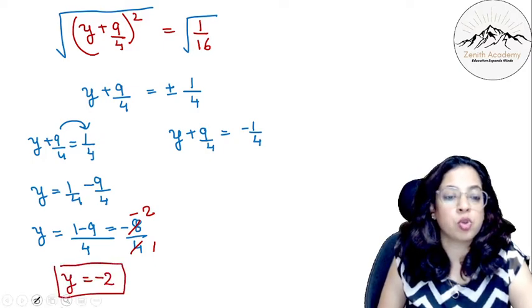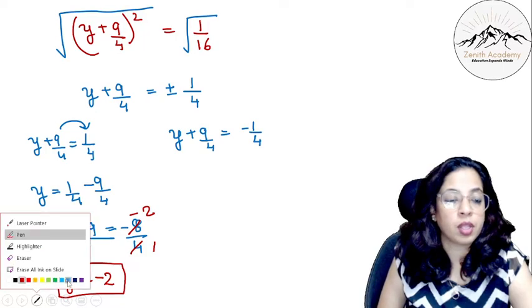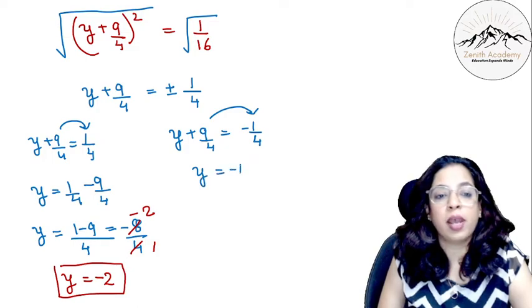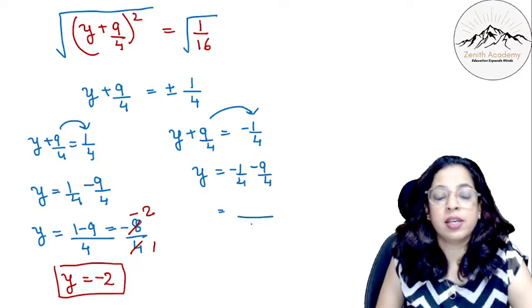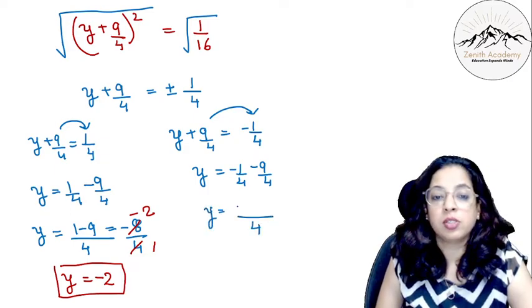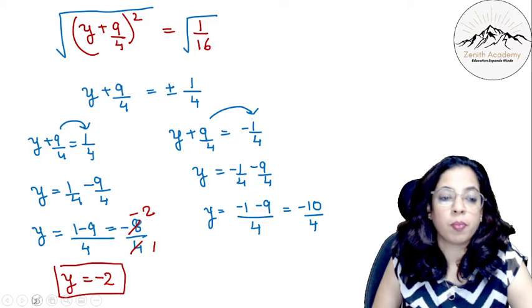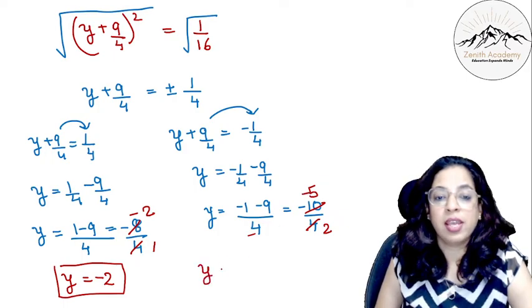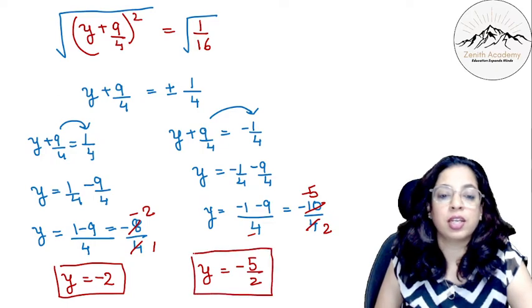This is one of the roots of the quadratic equation. Then here, take this on the other side. So y is equal to minus 1 by 4 minus 9 by 4. So 4 is a common denominator. So it is minus 1 minus 9. So minus 1 minus 9 is minus 10. Minus 10 by 4. Okay. So 2 twos are 4, 2 fives are 10. And there is a minus sign. So y is equal to minus 5 by 2. This is another root of the quadratic equation.